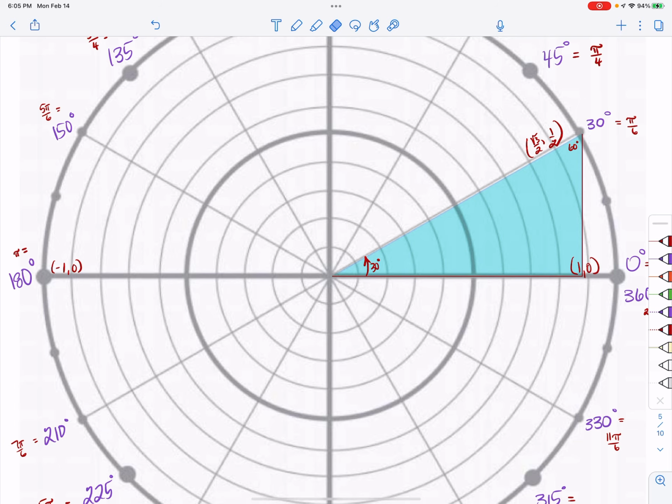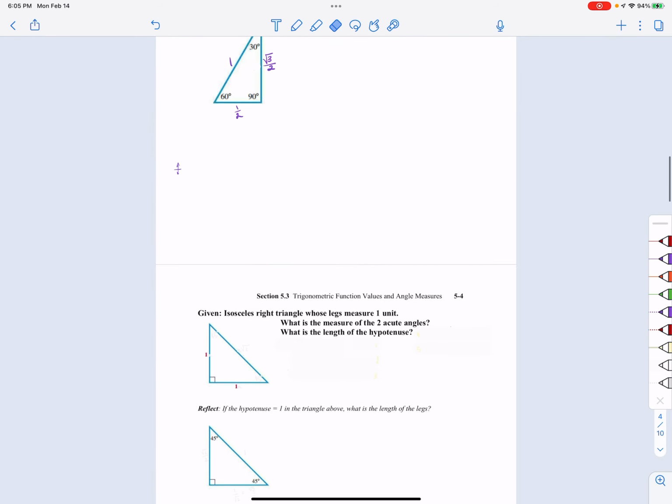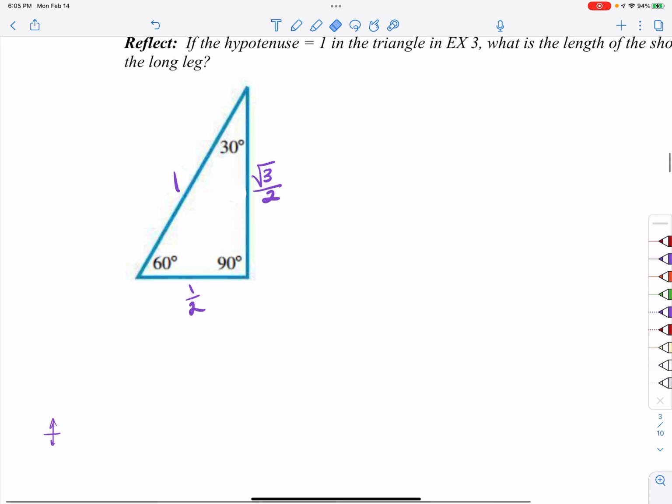And that goes back to what we just went through with the 30, 60, 90 triangle right here. When my hypotenuse is equal to 1, the short leg is going to be equal to 1/2, and the long leg is going to equal √3/2.